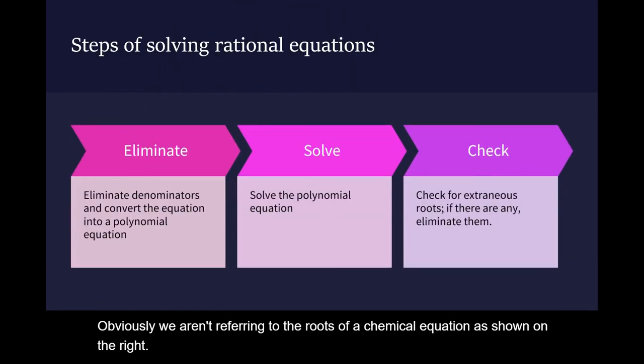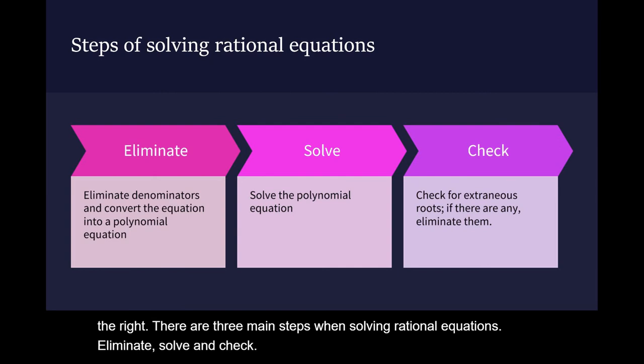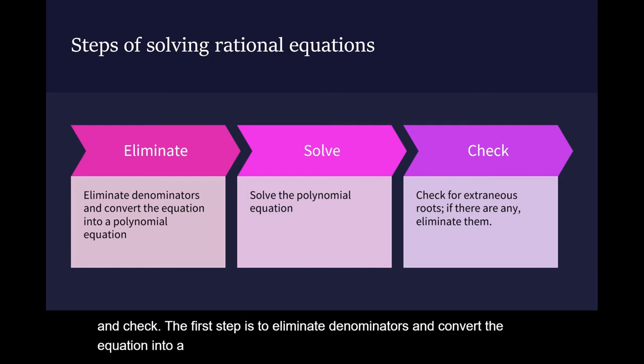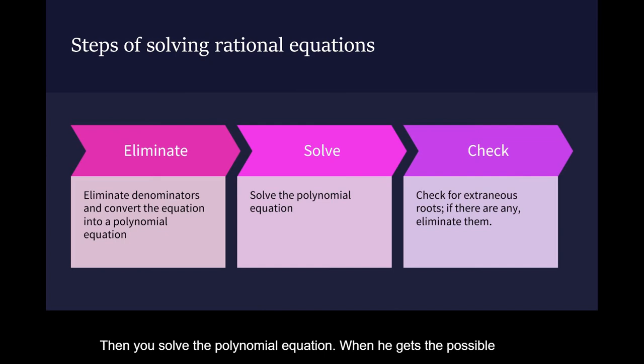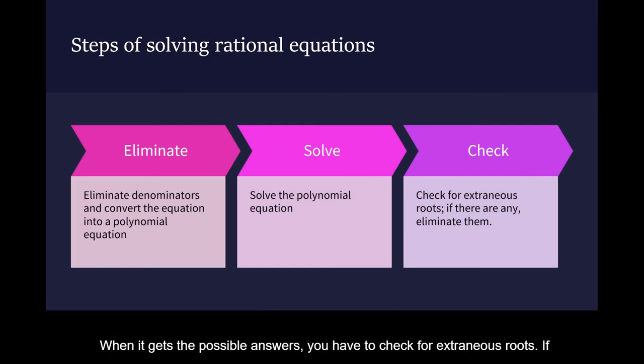There are three main steps in solving rational equations: eliminate, solve, and check. The first step is to eliminate denominators and convert the equation into a polynomial equation. Then, you solve the polynomial equation. When you get the possible answers, you have to check for extraneous roots. If there are any, eliminate them.